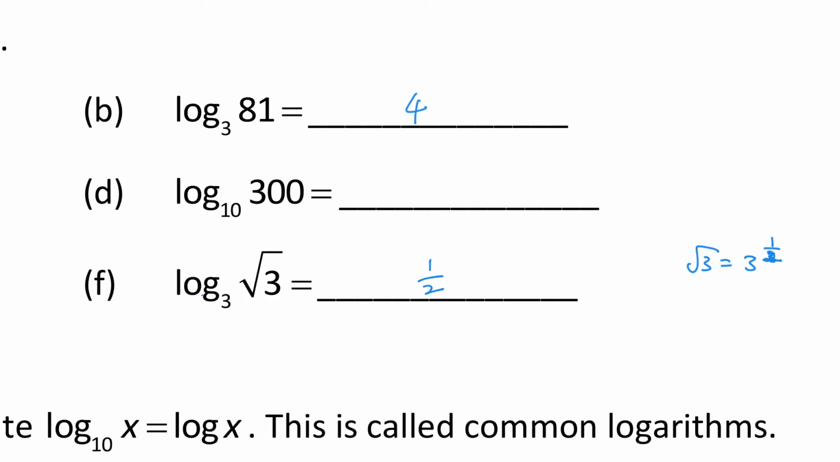How about D? Maybe you cannot observe the answer. Then you can make good use of your calculator. Log 300 with base 10, and then find the value. In general, if the base is 10, we call this the common log. Log x with base 10. Sometimes we do not write down the base 10. We define log x in general as the common log, and its base is 10. This is called common log.